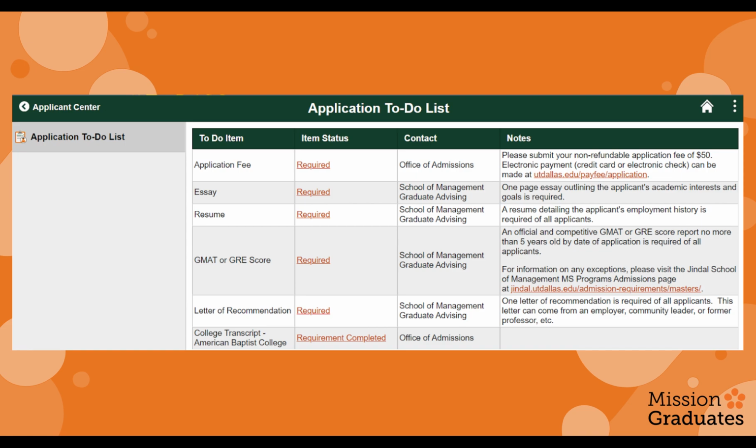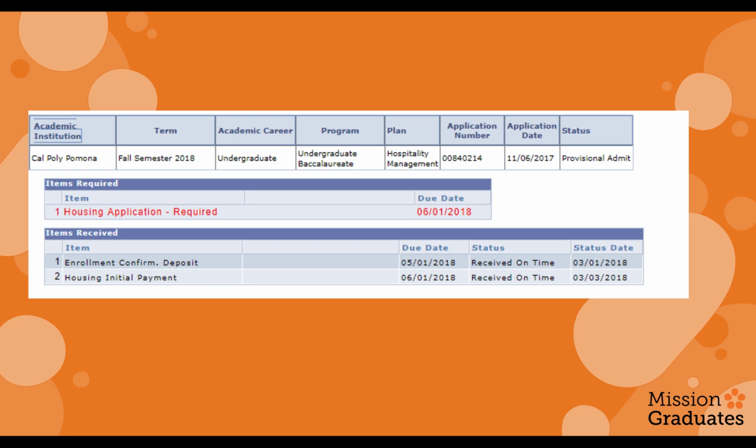This is an example of what it would look like at the other platform. And once you've clicked on the to-do list or a specific thing that you need to submit, it'll take you to a page like this. So in this example, this student still needs to do their housing application, but they already did the other stuff, which was they did their enrollment deposit and their housing payment.